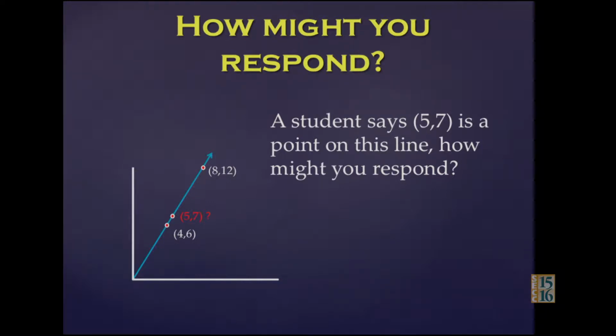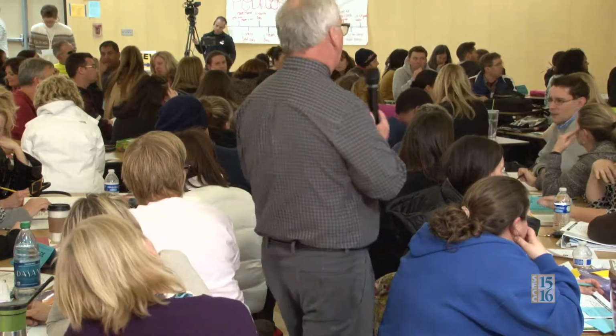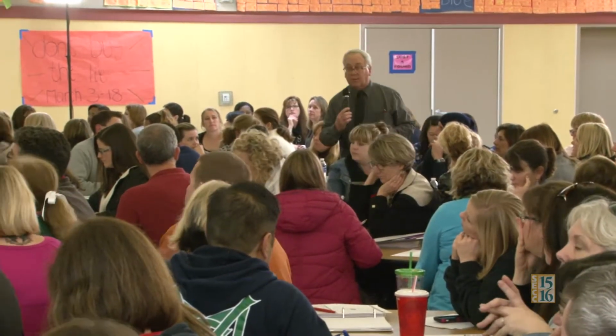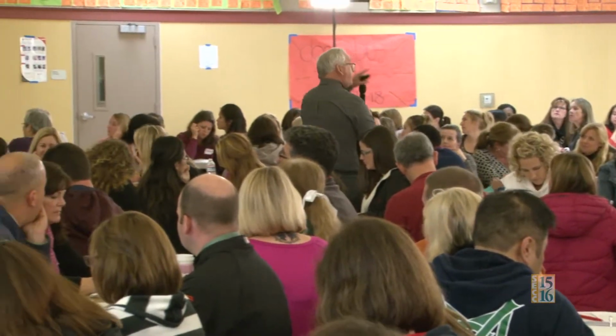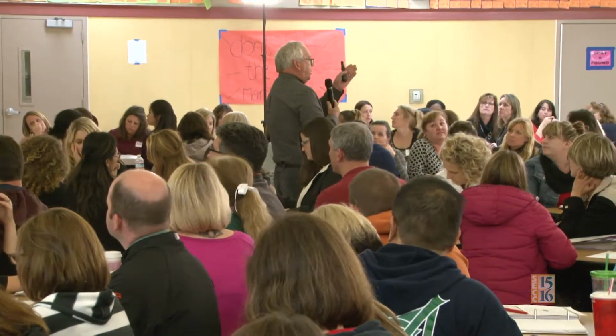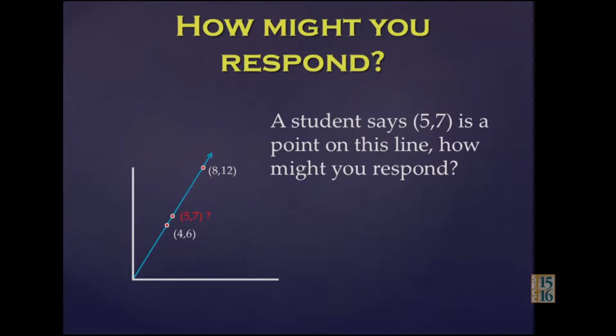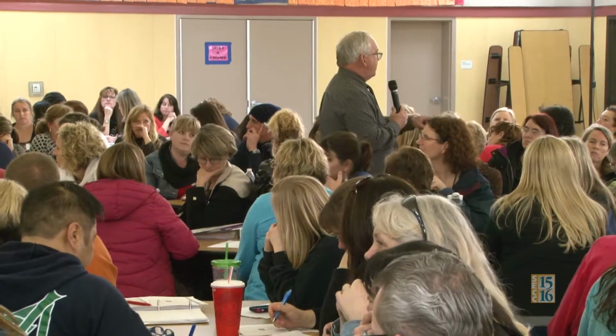I would ask them to prove it. So I would ask them to put the increments on the line and show that that is 4, 6, and 8, 12, and then locate 5, 7. Okay, so you would actually ask them to prove it and maybe give them a strategy if they didn't have a strategy, which would be look at the increments. But think about where you are when you say prove that. Think about where that puts us on the DOK.